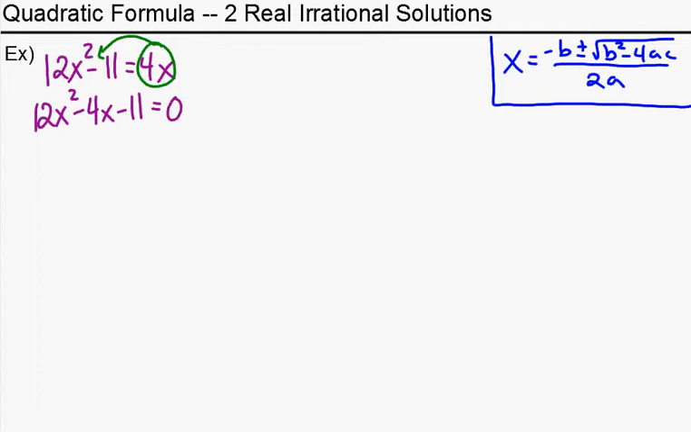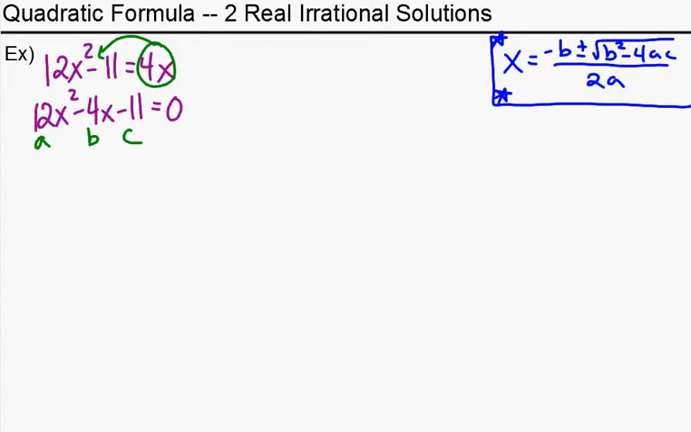Now, I wish I could factor. I really do, but there's no way I can factor this using a is not equal to 1. You can confirm that if you want, but it's just not going to work for me using regular integers. So I have to use the quadratic formula, which I've listed out right here. If I'm going to use the quadratic formula, I have to identify a, b, and c. So 12, negative 4, and negative 11.